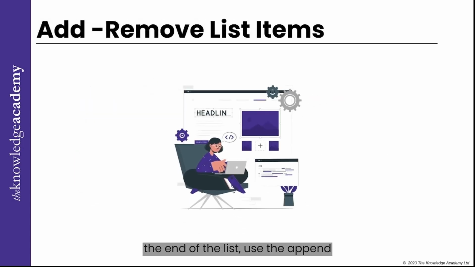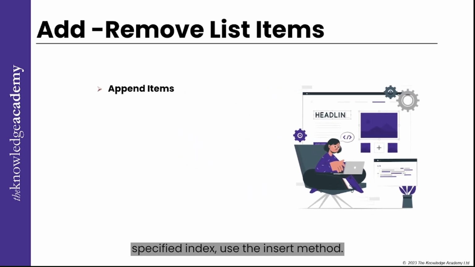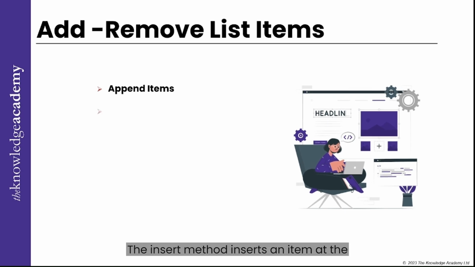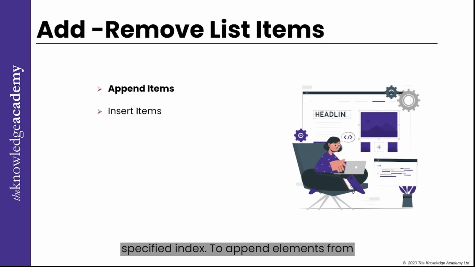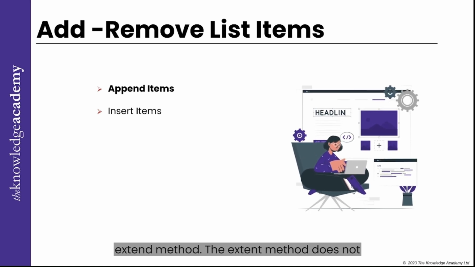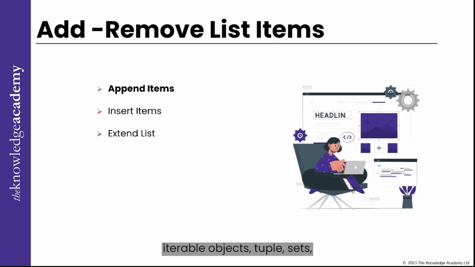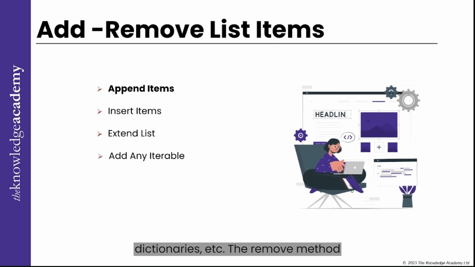To add an item to the end of the list, use the append method. To insert a list item at a specified index, use the insert method. The insert method inserts an item at the specified index. To append elements from another list to the current list, use the extend method. The extend method does not have to append lists. You can add any iterable objects: tuples, sets, dictionaries, etc.